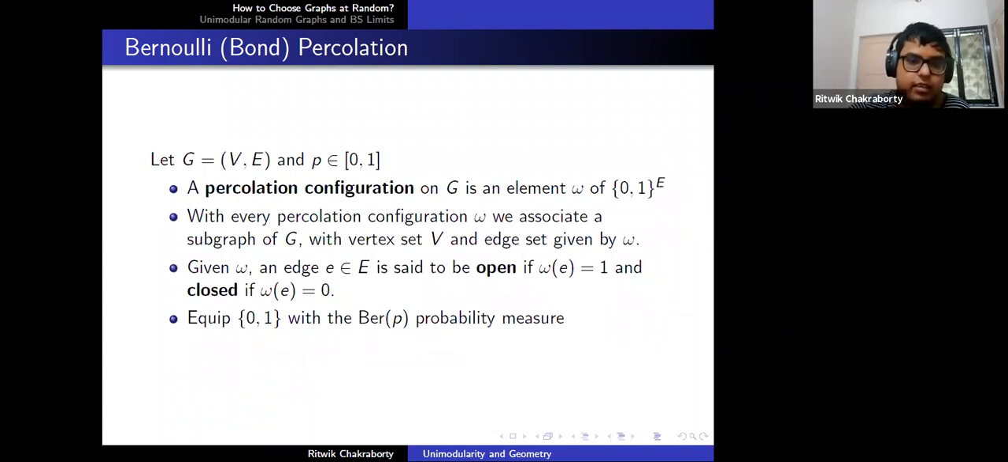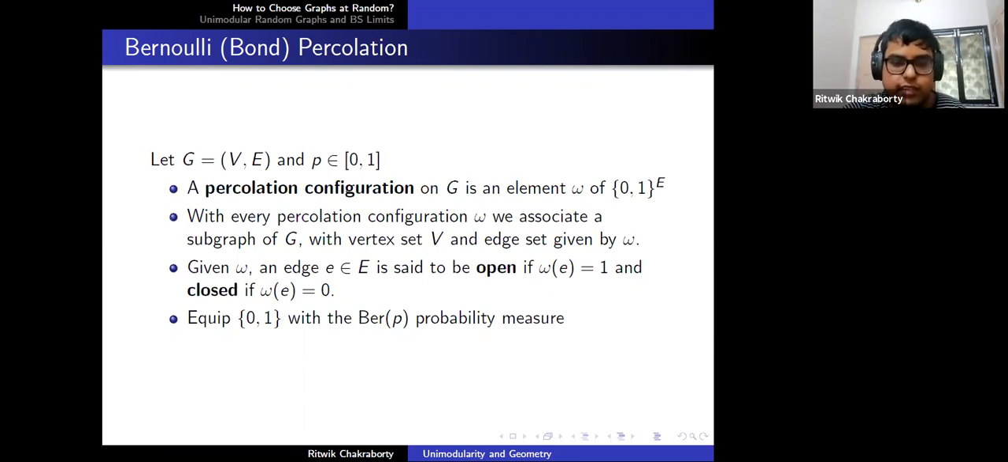So formally, let G be a graph, its vertex set being V, its edge set being E, and choose some survival parameter p, between 0 and 1. I'm calling it a survival parameter, we'll see why. So a percolation configuration on G is an element of {0,1}^E, all 0-1 sequences indexed by E. You could think of it in this way: for each edge in my graph, I associate a value 0 or 1. And any such sequence is going to be called a percolation configuration.